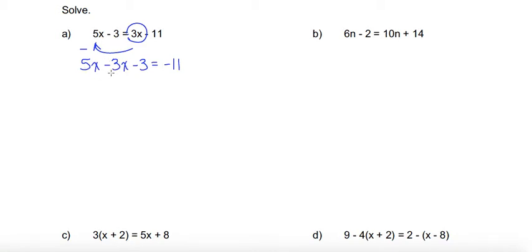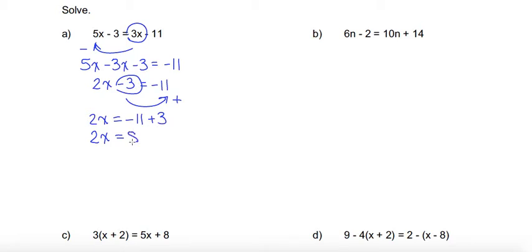Now I'm going to simplify my terms that have the x, or the variable. 5x minus 3x is 2x, minus 3 is equal to negative 11. The next thing I want to do is move the constant term. Right now it's being subtracted from the left-hand side, so when I bring it over to the right-hand side, I'm going to add. So I'm going to have 2x is equal to negative 11 plus 3. And I'm going to simplify my constant terms. So 2x is equal to negative 11 plus 3, which is 8.